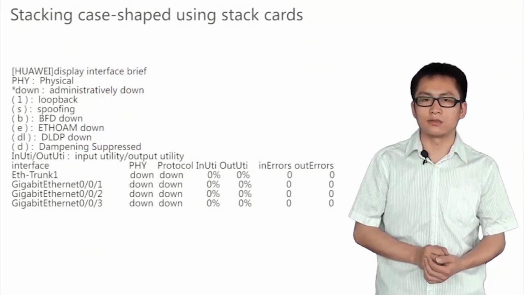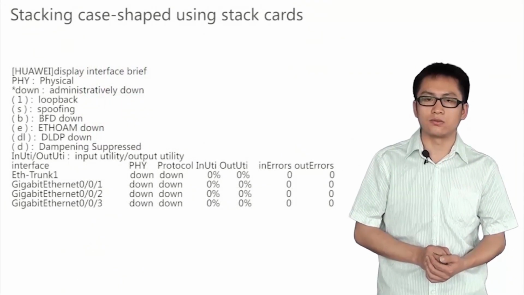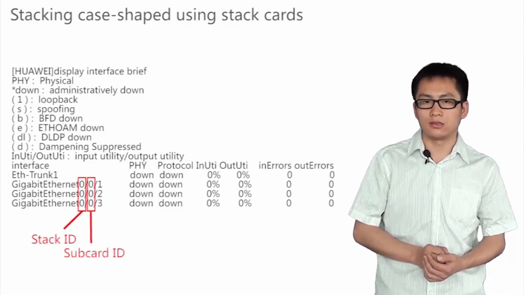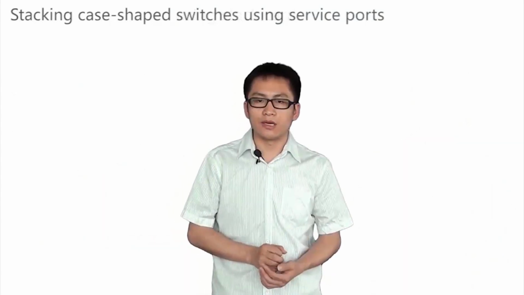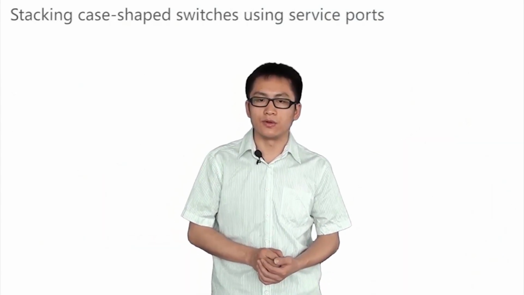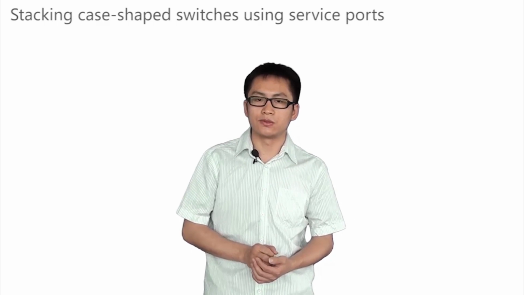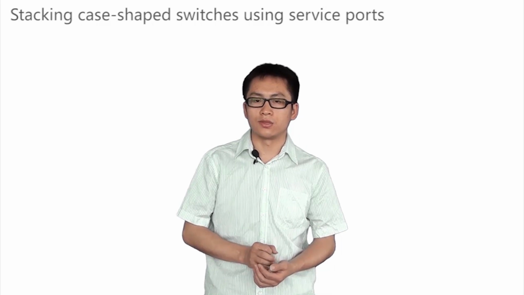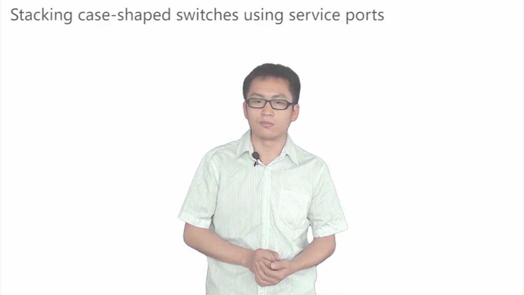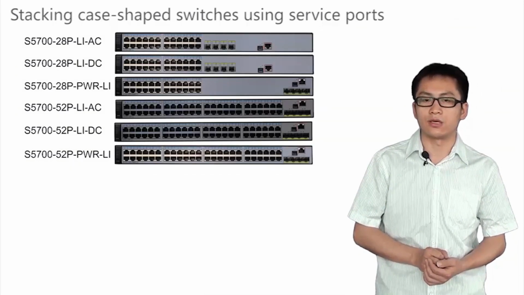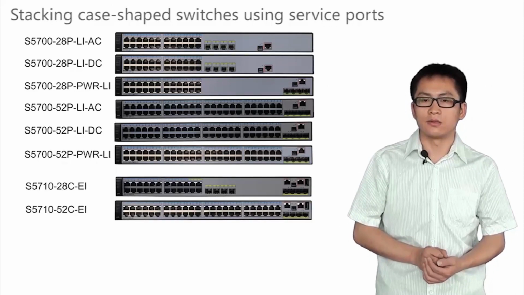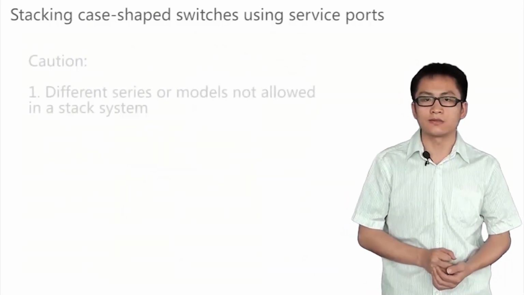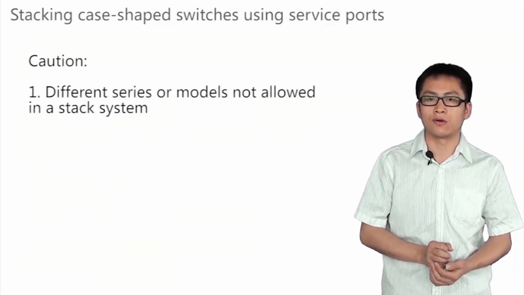After the stack system is set up, each interface on a switch is identified by its stack ID, subcard ID, and interface number. The second method to set up a stack system with case-shaped switches is to use their service ports. 3 series of case-shaped switches support stacking using service ports: S5700Li, S5710EI, and S6700EI. A stack system can only have member switches of the same series.